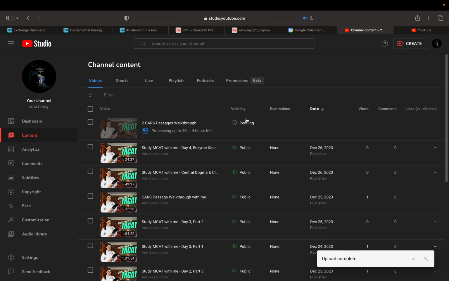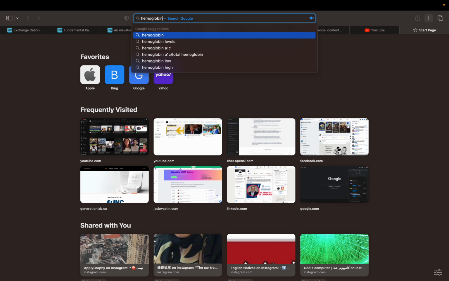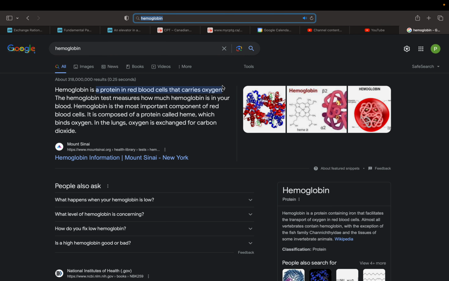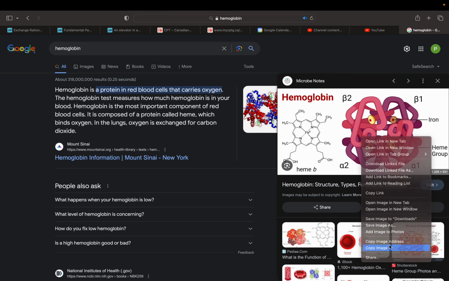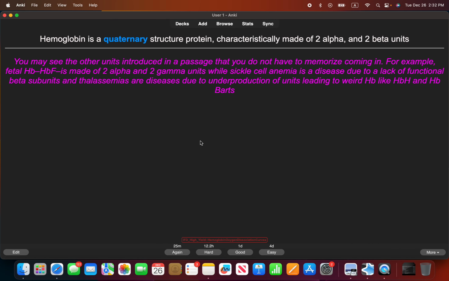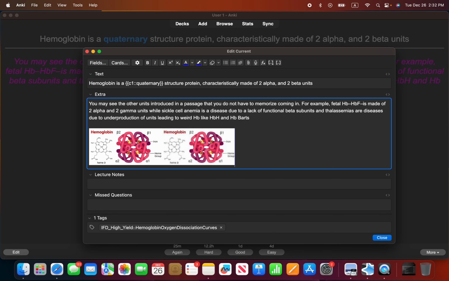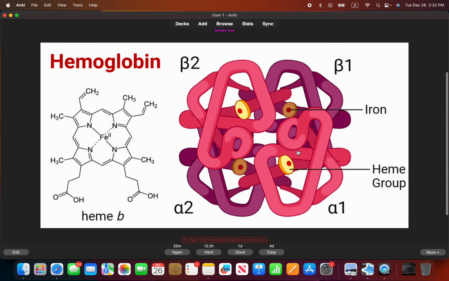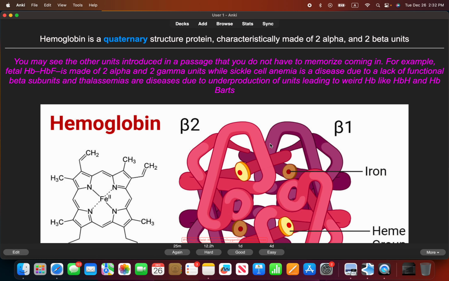So it is worth it to find a picture of hemoglobin or globin per se. This is a perfect example. So we're going to put it here. Perfect. Okay.